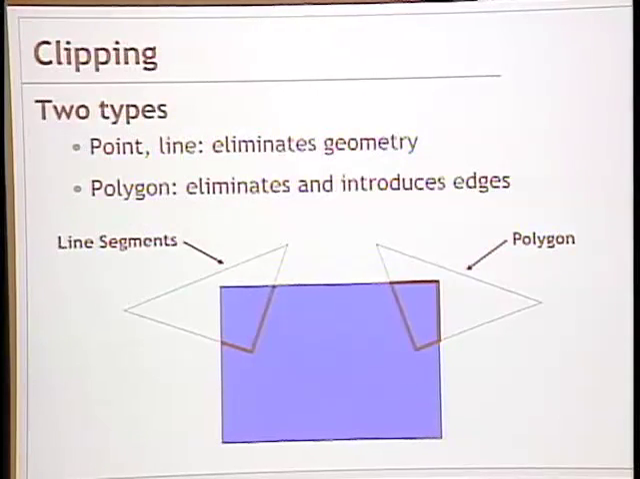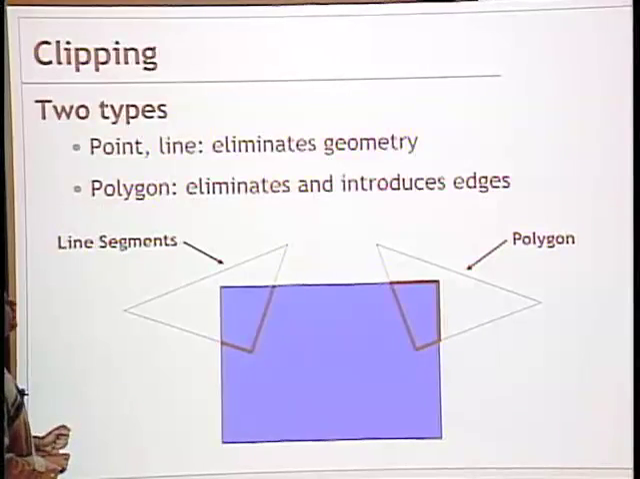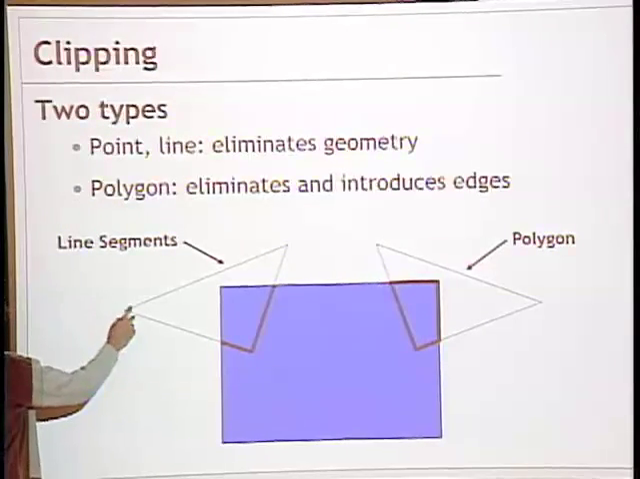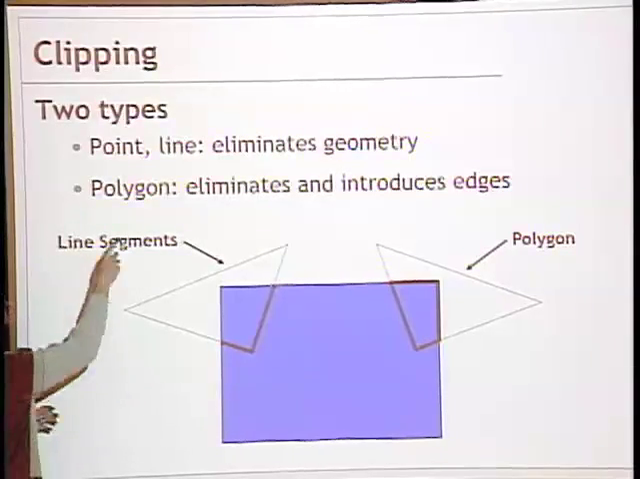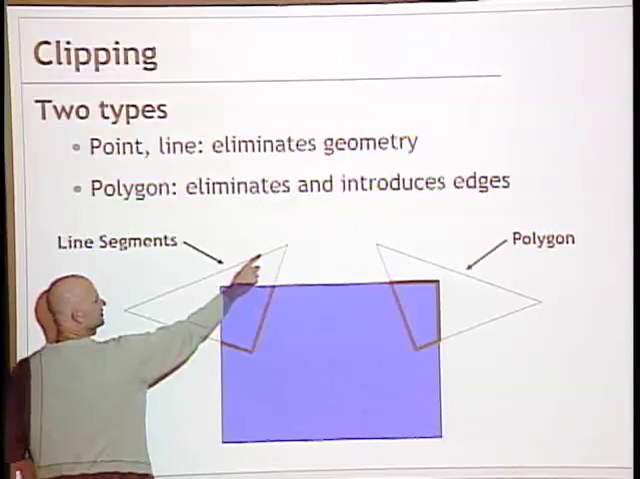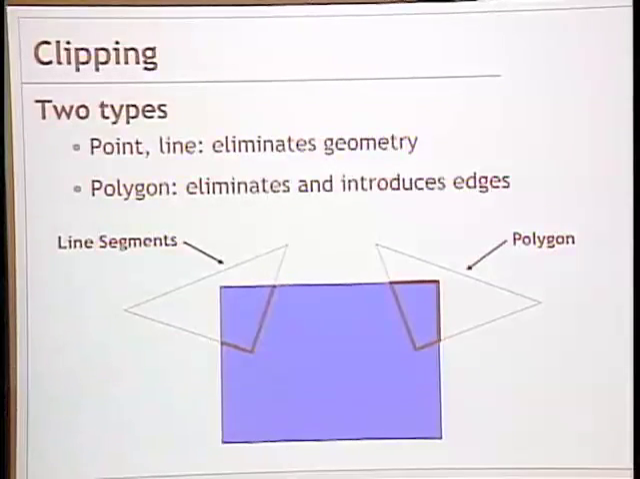If you take a graphics class, they usually teach you how to clip line segments, which is easy, but not how to clip polygons, which is not easy. If you have a point or a line, all you're really doing is eliminating geometry. If you're specifying points, it's either there or it's not, so all you can do is delete geometry. If you do a line, either it will delete the line or it will just change the line. Those are easy cases.